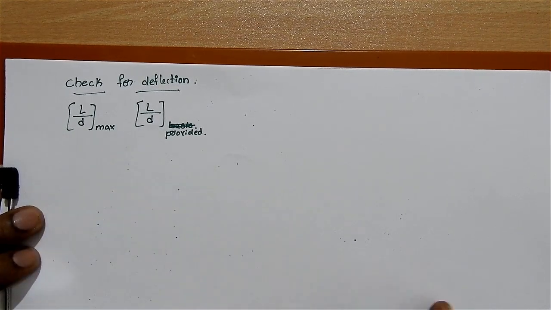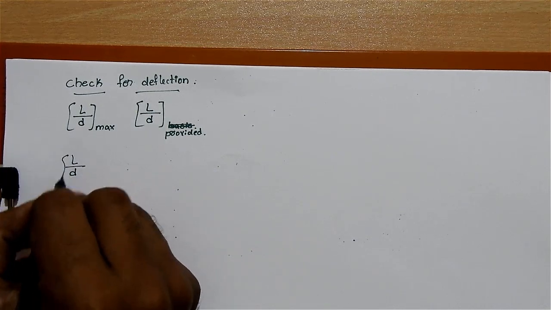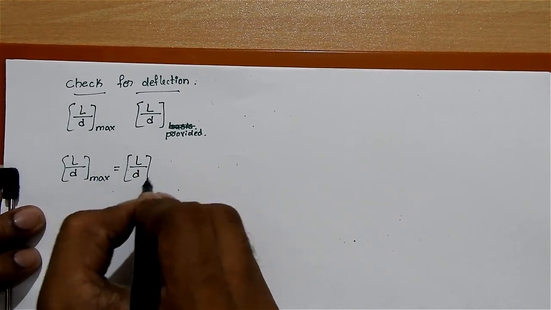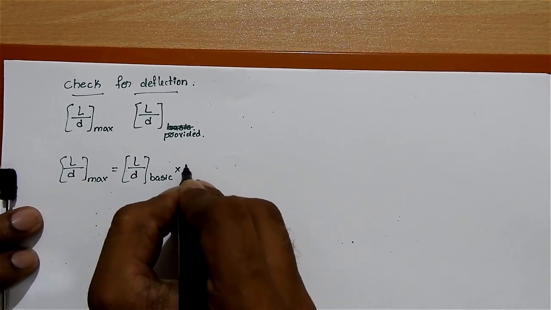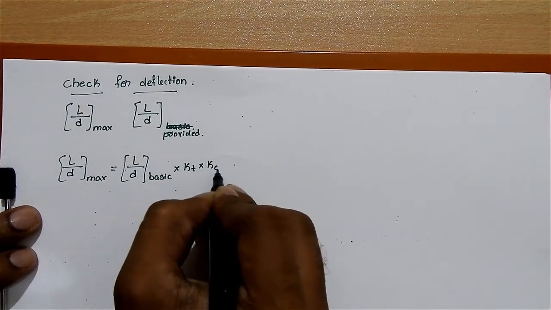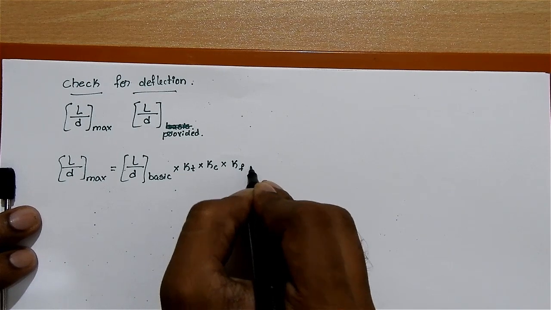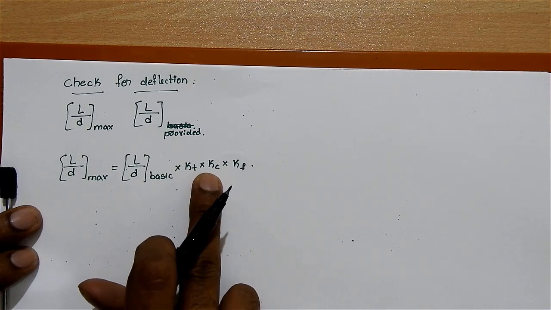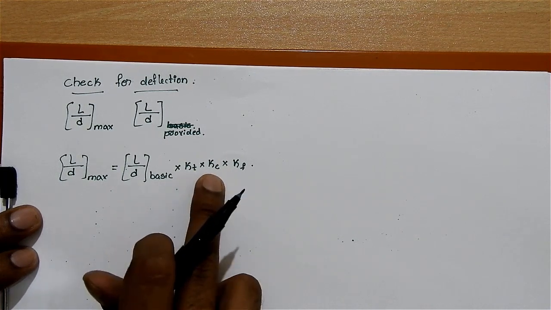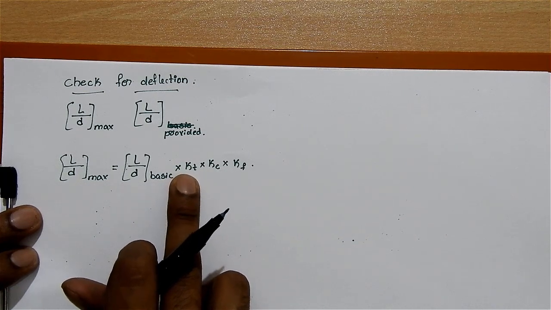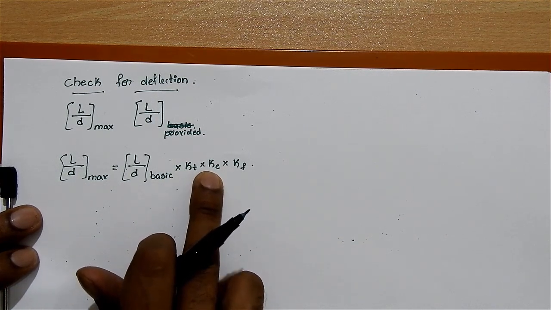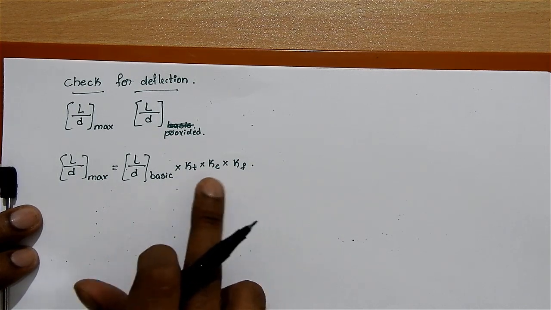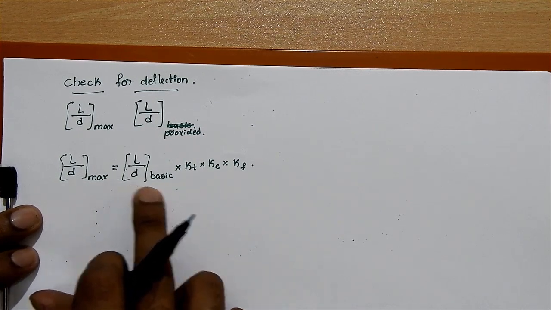For L by D max we have one formula. L by D max is equal to L by D basic into constant KT, constant KC and constant KF. KF is the constant if it is a flange section, KC is the constant if it is a compression member, and if it is a tension member, KT will come. Here there is no doubly reinforced section and no flange section, so only the KT value will come; both others will become 1. So where do we find L by D basic?